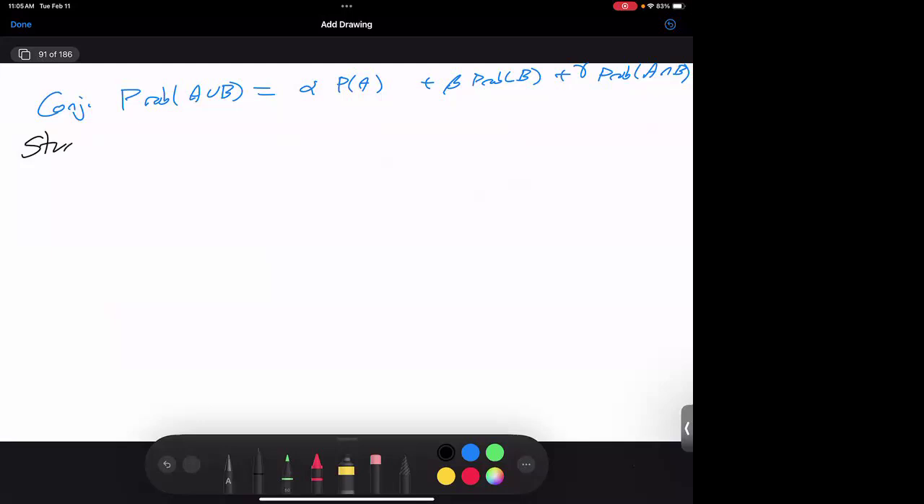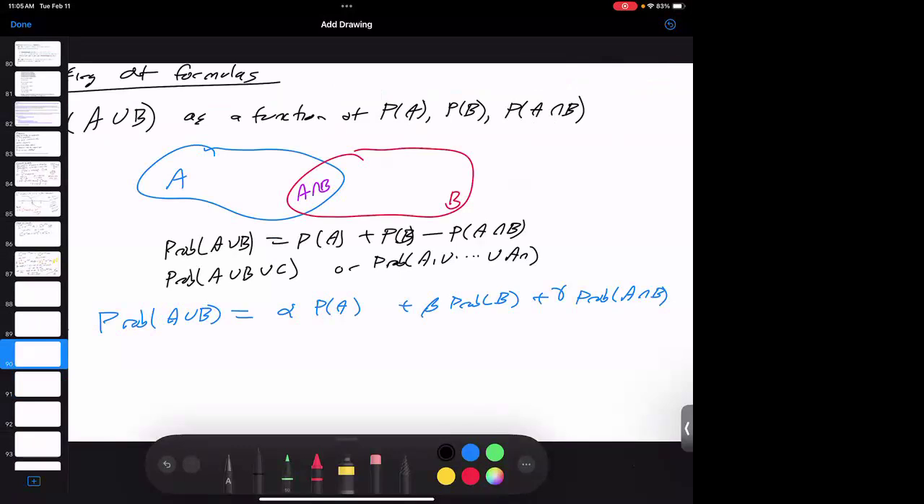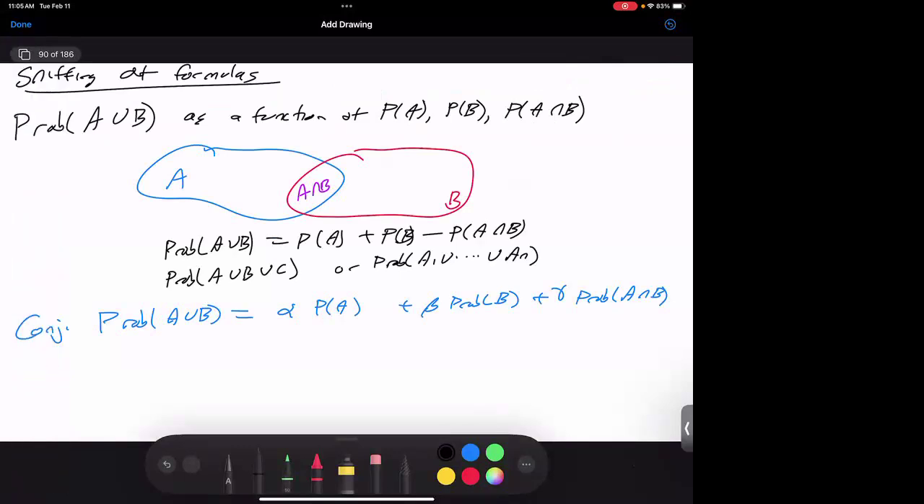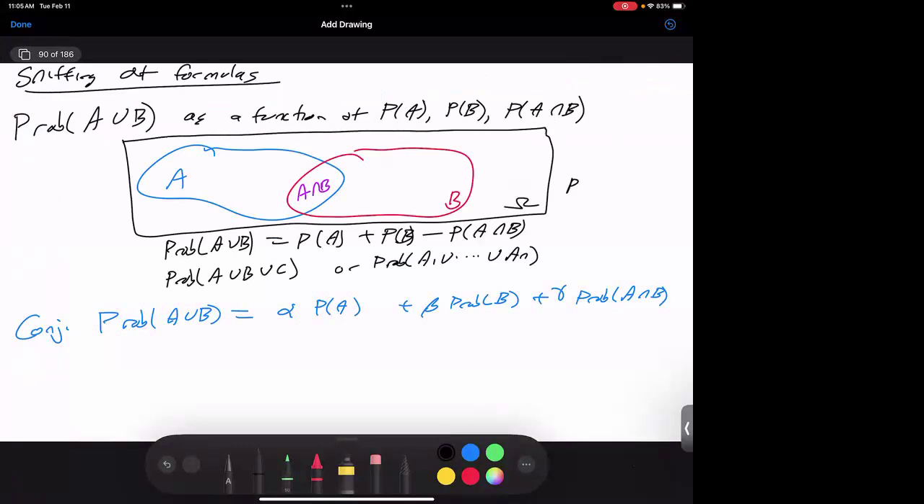So let's study special cases of A, B, with A and B living in some space omega, with the probability of omega equals 1. The way you should view this is, whenever I have two sets, or any number of sets, they live in some universe of discourse. And that's my set omega with the probability of omega equals 1.